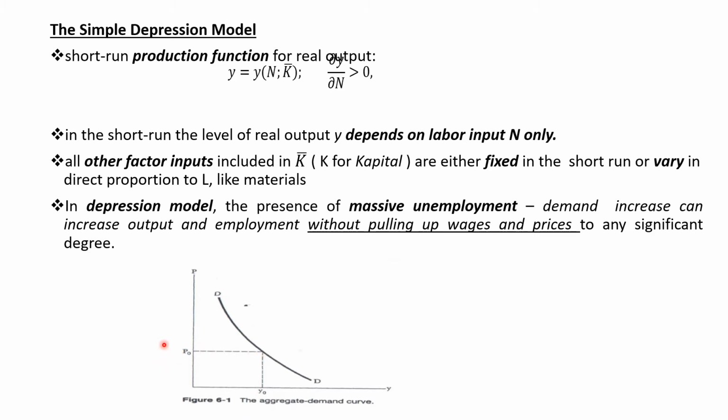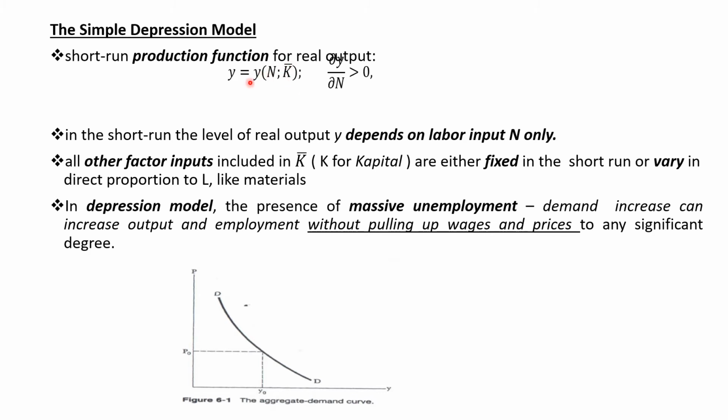We can next introduce a short run production function for real output, where Y is a function of N and K. That means N is the labor and K is the capital, and delta Y by delta N is greater than 0. This simply shows that in the short run the level of real output Y depends on the labor input N only. All other factors, including the capital, are either fixed in the short run, like the capital stock, or vary in direct proportion to labor input, like material input.